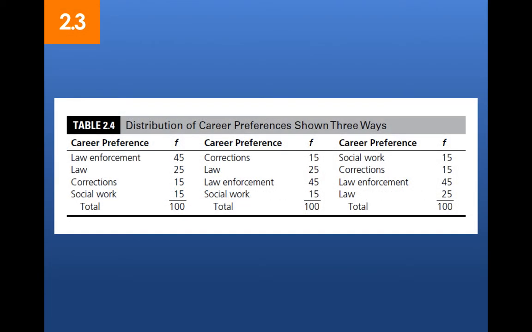So here we have career preferences shown 3 different ways, right? Career preference is a nominal level variable, so we could put it in whatever order we want. And you notice there's 3 different options here. All of these are valid.